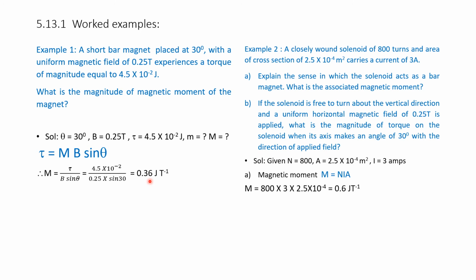Therefore, we will substitute the values and calculate the value of M. N is 800 into 3 amps into 2.5 into 10 to the power of minus 4, that is equal to 0.6 joules per Tesla.